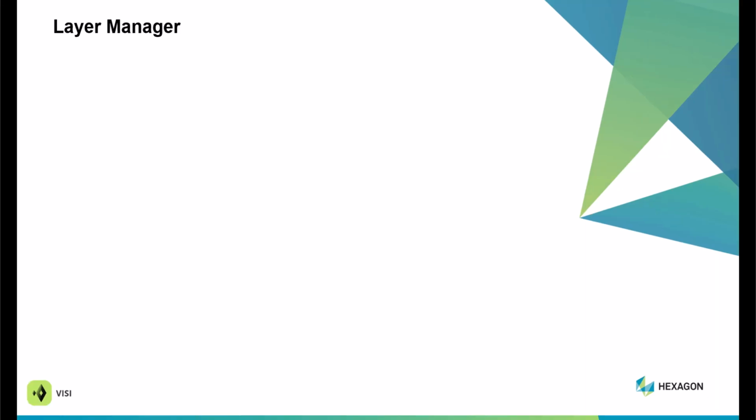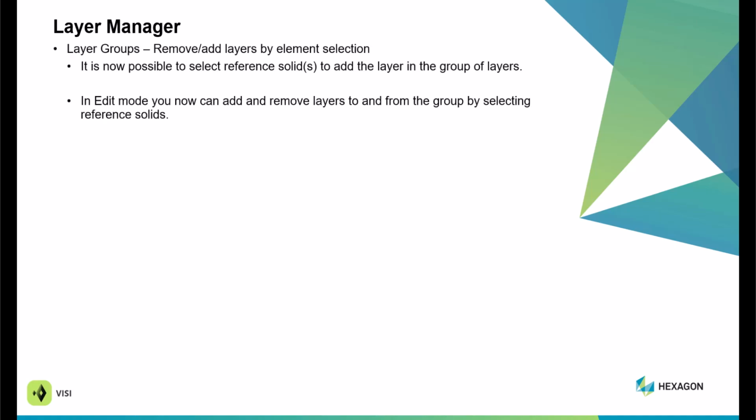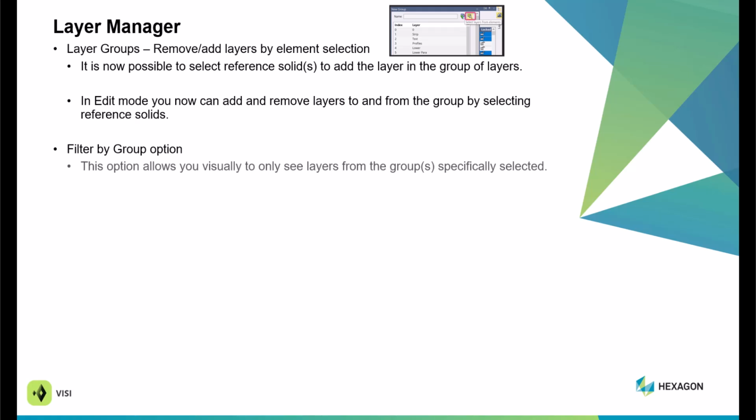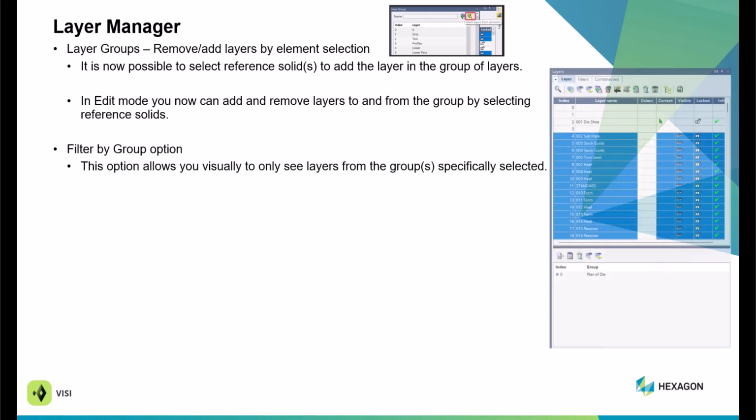So now we're going to talk about what's new in the layer manager. It is possible to add and remove groups by selecting items. You can see the icon here. When we select items, you can actually add layers and groups via the selection. You have a new option for filter by groups. So if you enable a certain group, only the layers that are enabled in that group will visibly show up on top.